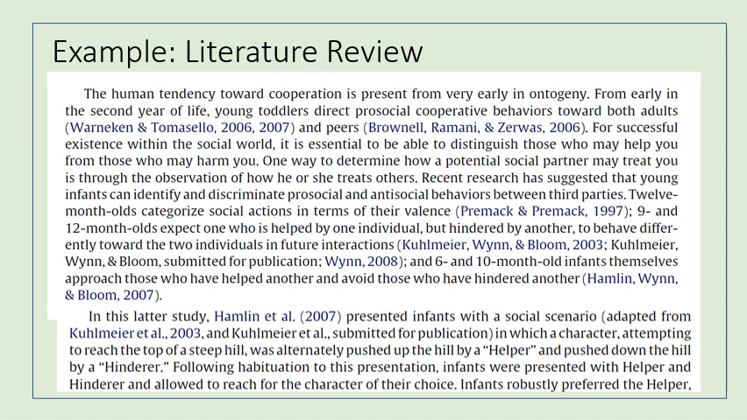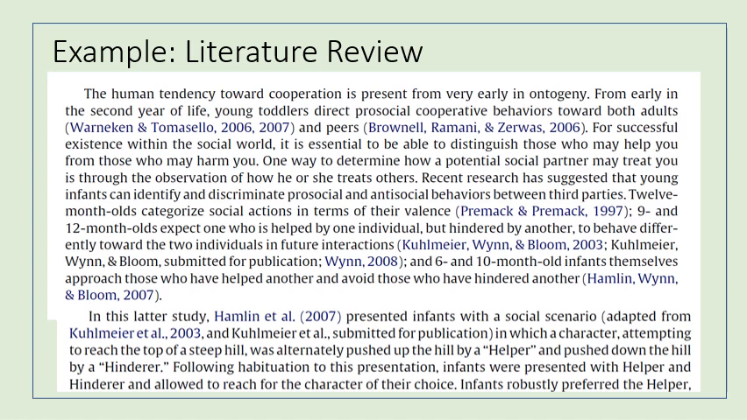And then it talks about how early in the second year of life, toddlers do prosocial cooperative behaviors towards adults and peers. And then it says, for successful existence in our social world, we have to be able to distinguish those who may help us from those who may harm you. One way to determine how a potential social partner may treat you is through observing how he or she treats others.